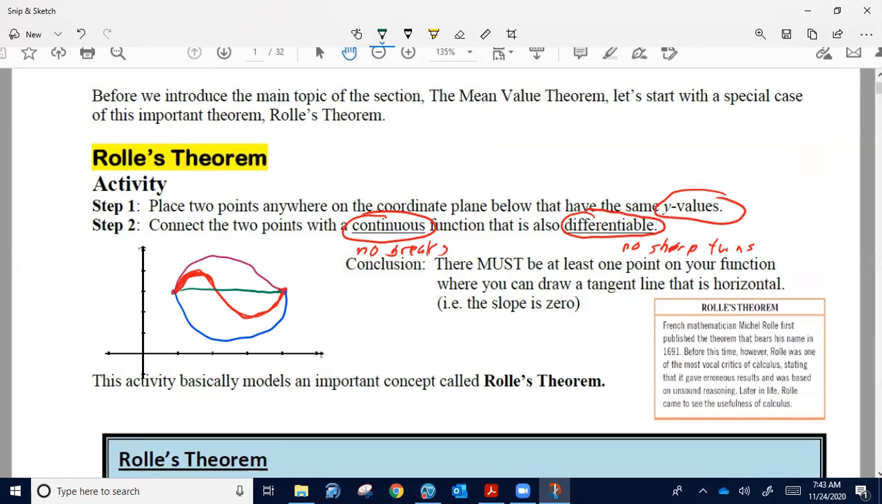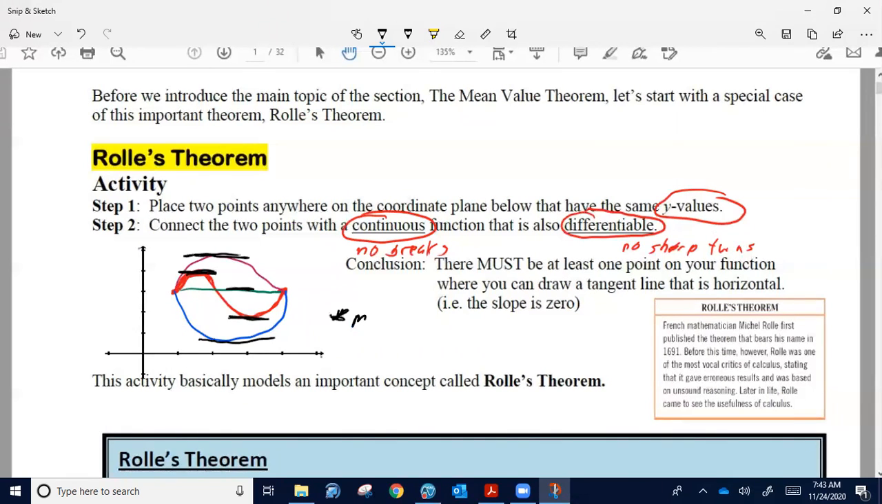But the big idea here, no matter how you do it, every single time you connect them, there's going to be a spot where you have a horizontal tangent line, which again means when you brush up against the curve, the slope is 0. So I'm drawing those in with black here. And this green line, that whole thing's horizontal tangent, the whole thing.